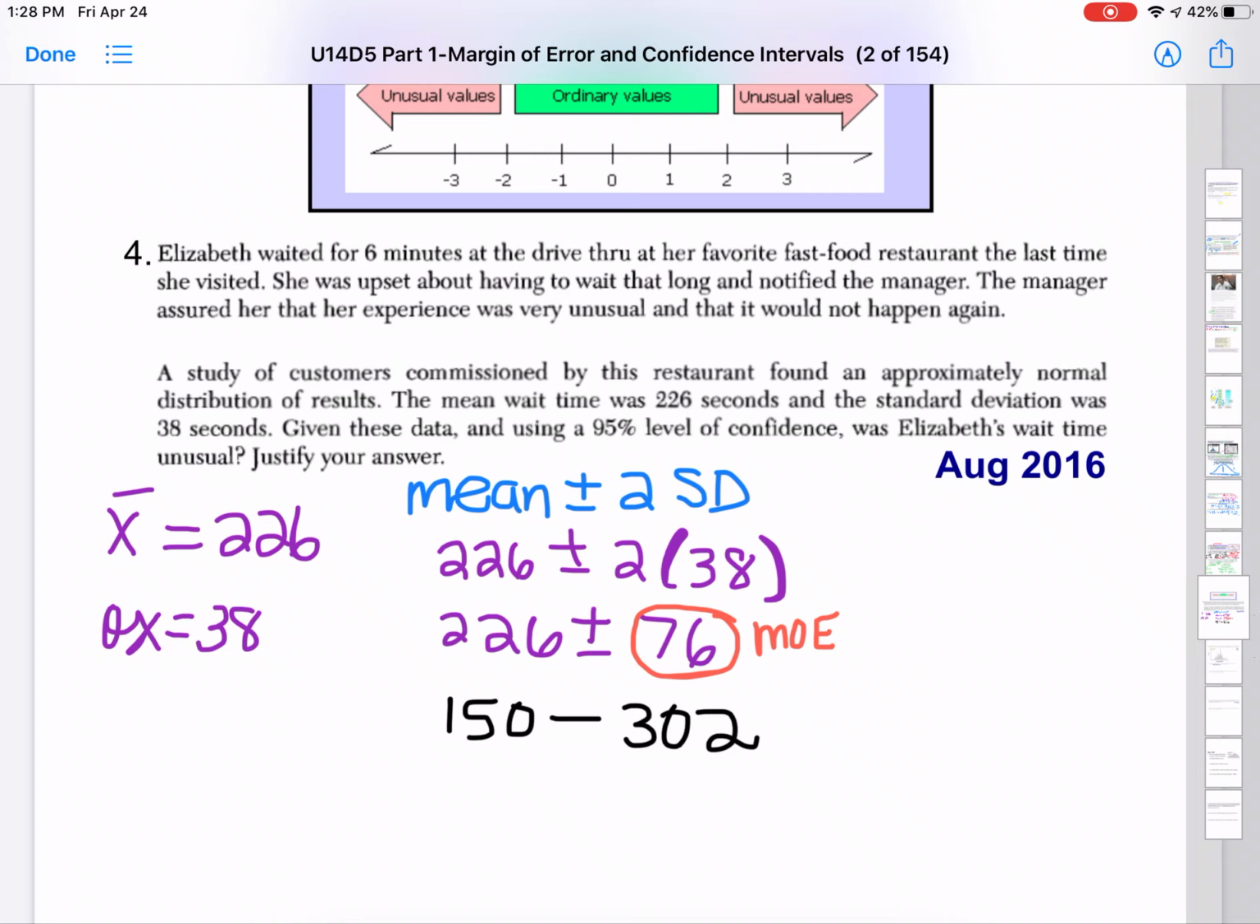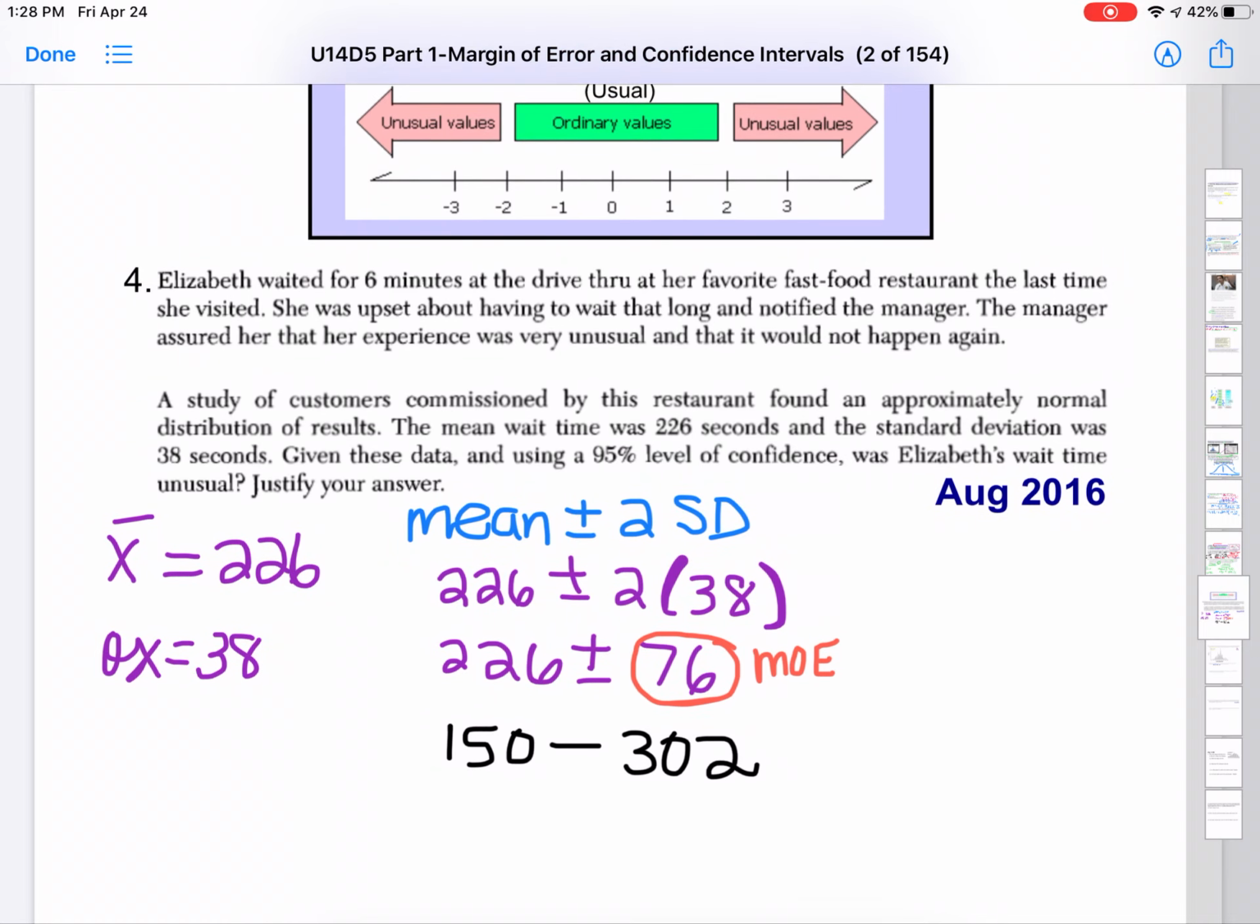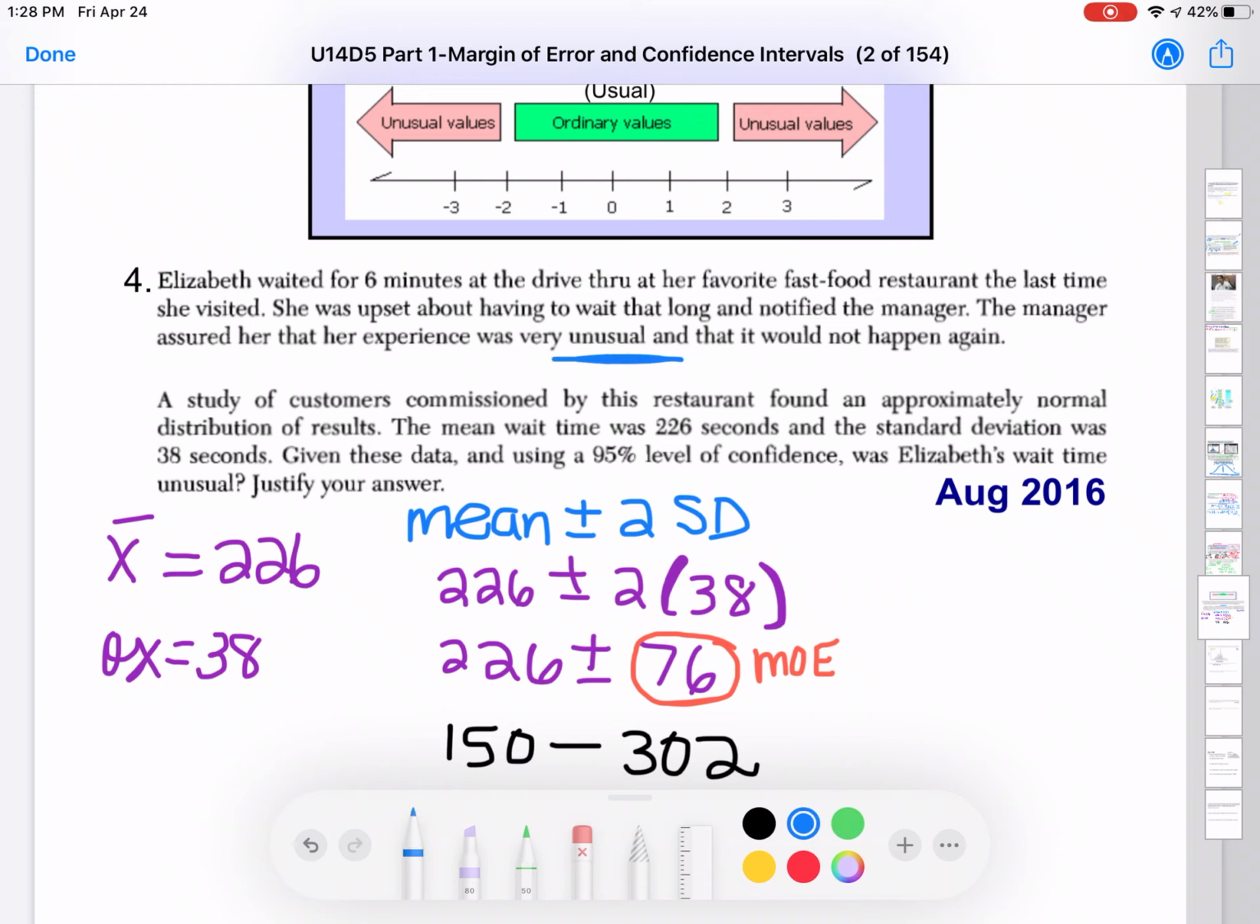It says Elizabeth waited for 6 minutes at the drive-thru at her favorite fast food restaurant the last time she visited. She was upset about having to wait that long and notified the manager. The manager assured her that it was very unusual and that it would not happen again. A study of customers commissioned by this restaurant found approximately normal distribution results. The mean time was 226 seconds. Now I notice this is in minutes, so I better convert this. So 6 times 60 is 360 seconds. You have to be in the same units.